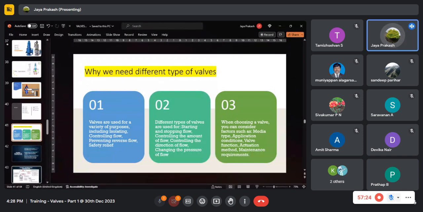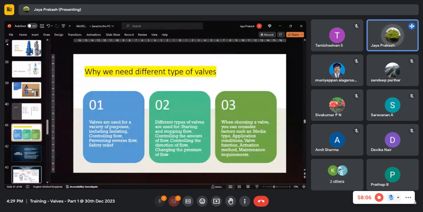When choosing a valve, you consider factors such as media type, application condition, valve function, actuation method, and maintenance requirements. All these are considerations before you choose a certain type of valve. Media type; application, what type of application it is going to be used for; valve function, whether you need to prevent a backflow or control the flow. And actuation method, whether on-off actuation is okay or you need a controlled actuation, should also be taken into consideration.